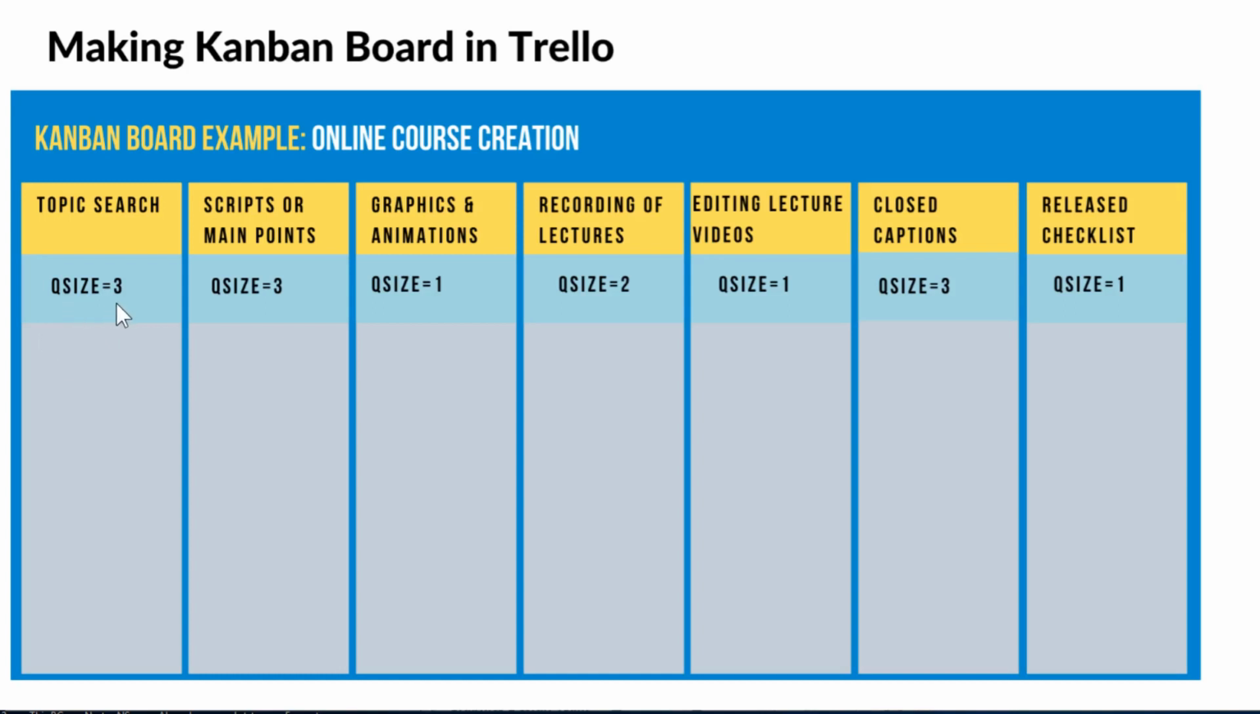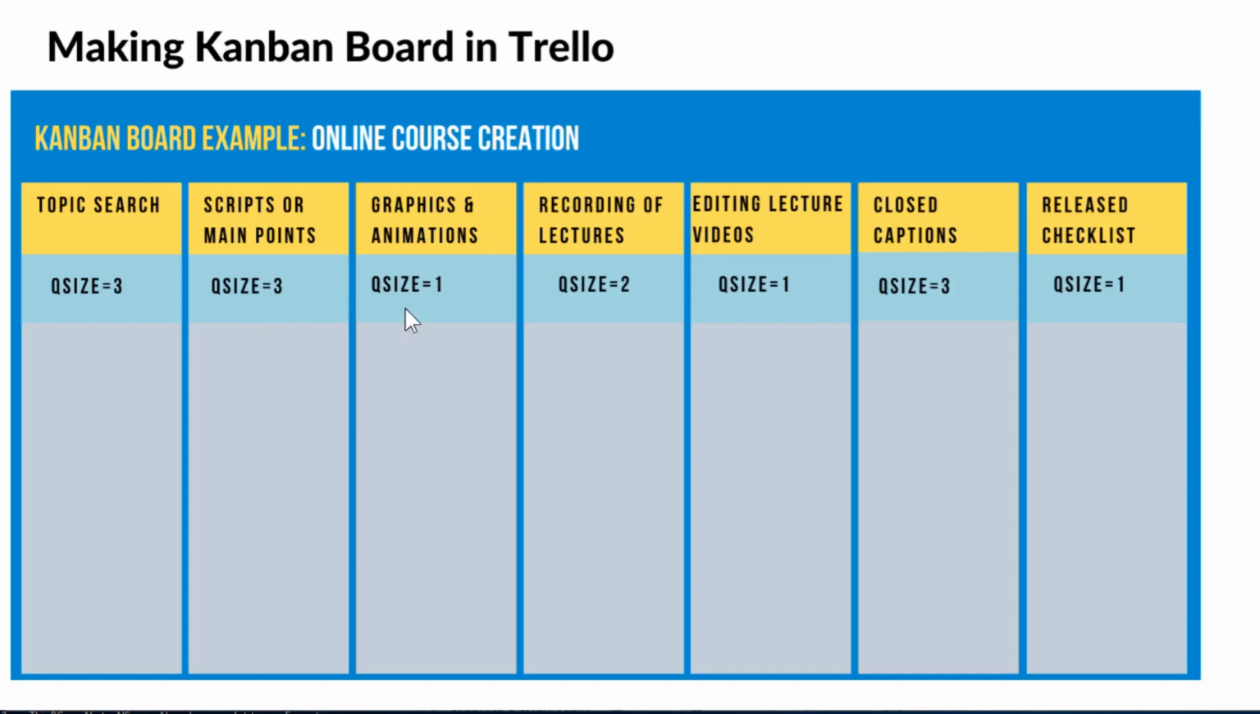So queue size 3 means that when I am searching for a topic, I am not searching for only a single topic because I have to use few tools. So when I am inside the tool, I would like to search for more than one topics, because sometimes I don't like that topic later on. Sometimes I change it for some other reasons. So therefore I search for 3 topics. Then when I am writing a script or the main point for videos, still I am not focusing on one topic. I can write script for one video from first topic and second video from the other topic.